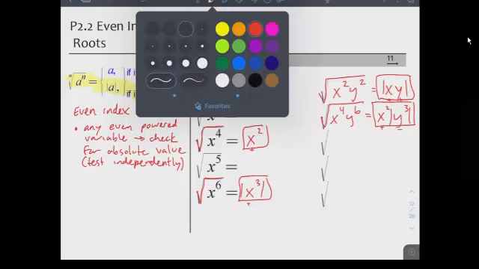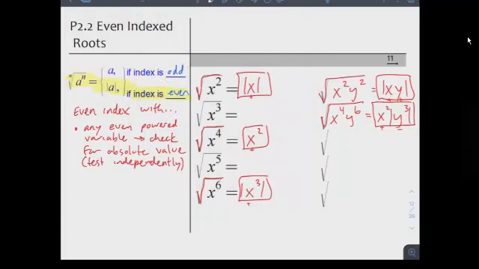All right, so that is your first rule. Any individual base variables with a power that's even, inside that even index, you have to check it independent of the others to see does it need absolute values.